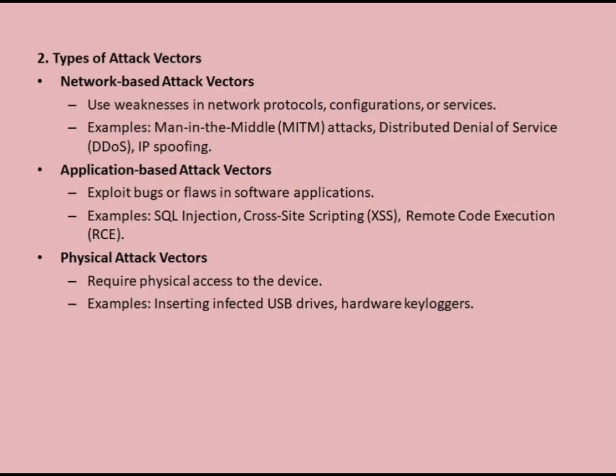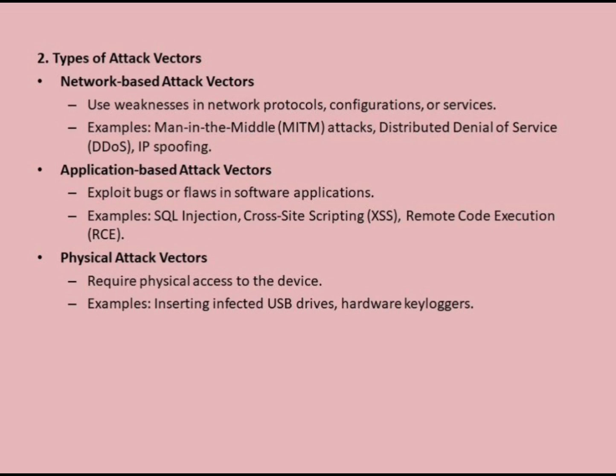Types of attack vectors. Attack vectors are the different paths or methods hackers use to break into a system or network. Think of them as entry doors that attackers try to open, sometimes by force, sometimes by tricking the user. Network-based attack vectors. These attacks focus on weaknesses in computer networks like the internet, Wi-Fi, or local networks. Hackers exploit flaws in protocols, configurations, or services.